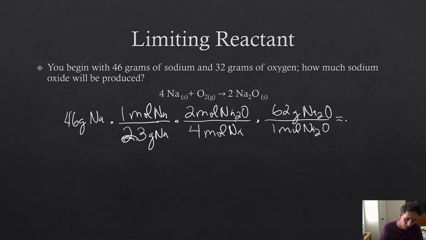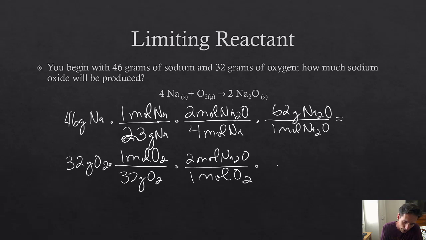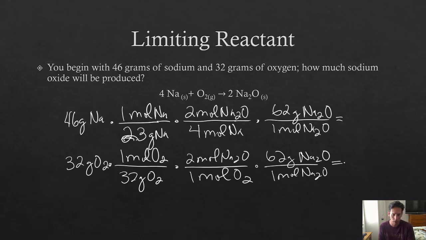All right. For the next part, we're going to set it up so that we have 32 grams of oxygen. In 32 grams of oxygen, there's 1 mole of oxygen. Again, I'm using the molar mass. And then I'm going to use my mole ratio. For every 1 mole of oxygen, I'm going to produce 2 moles of sodium oxide. And then finally, I will use the molar mass of sodium oxide, which is still going to be 62 grams of sodium oxide for every 1 mole.